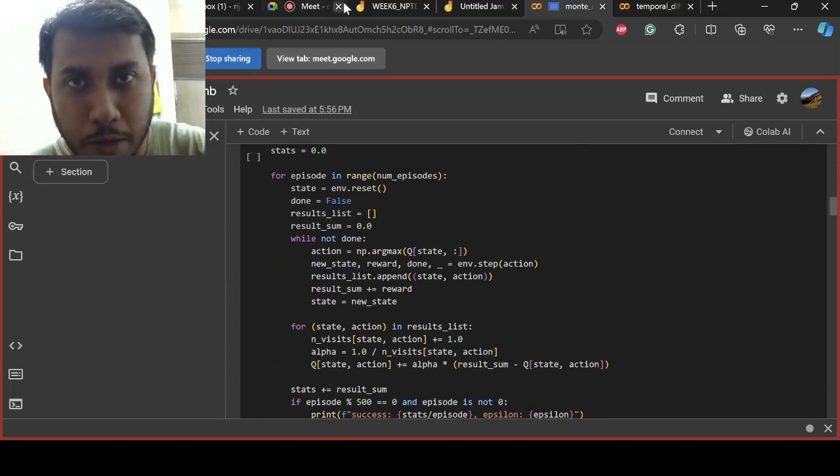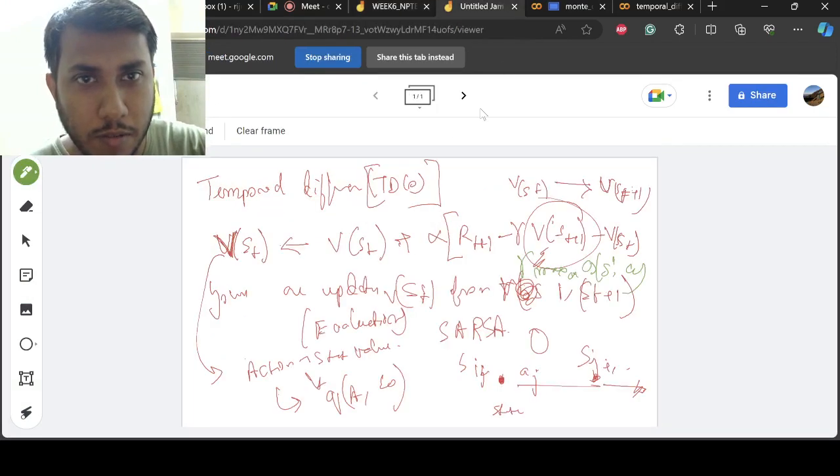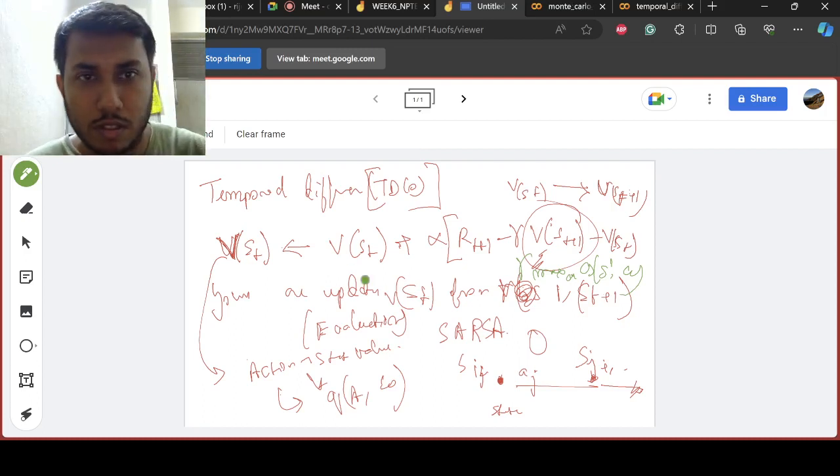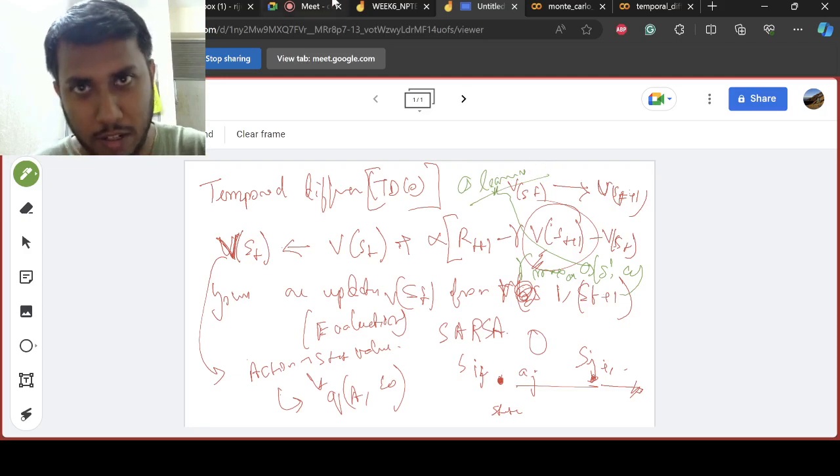One thing I forgot to mention. So this one is your Q learning. This max function is your Q learning, the best algorithm you will find.